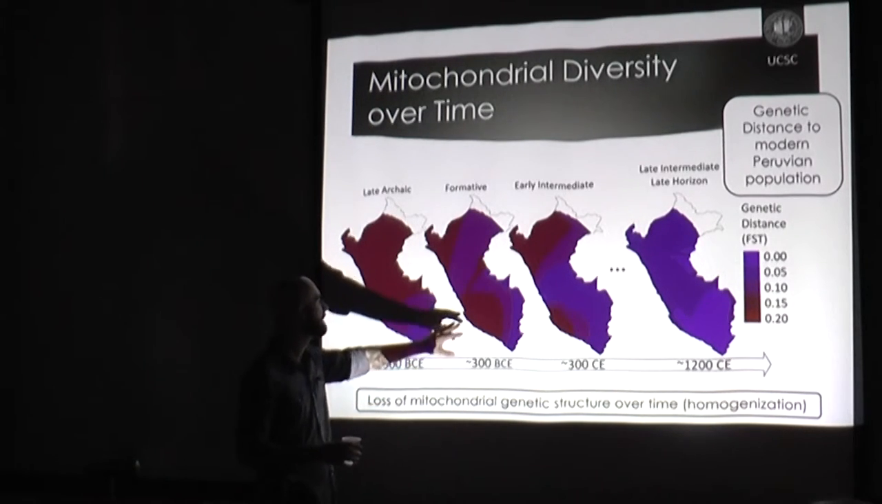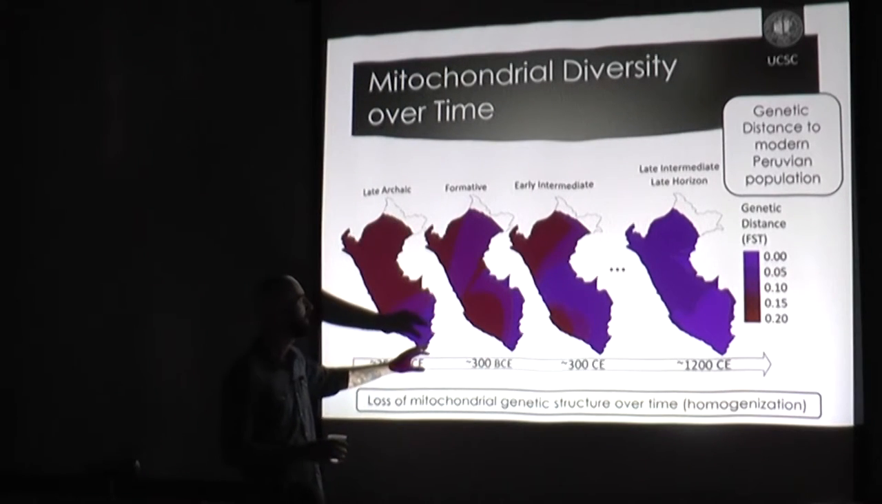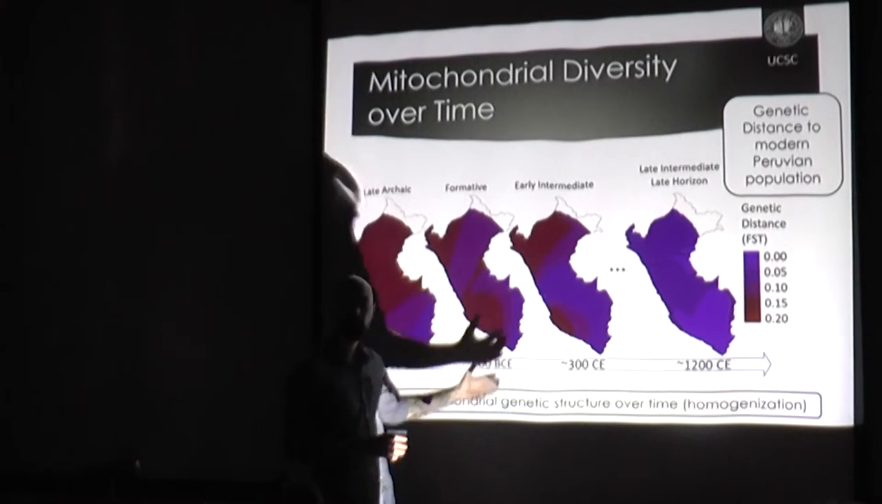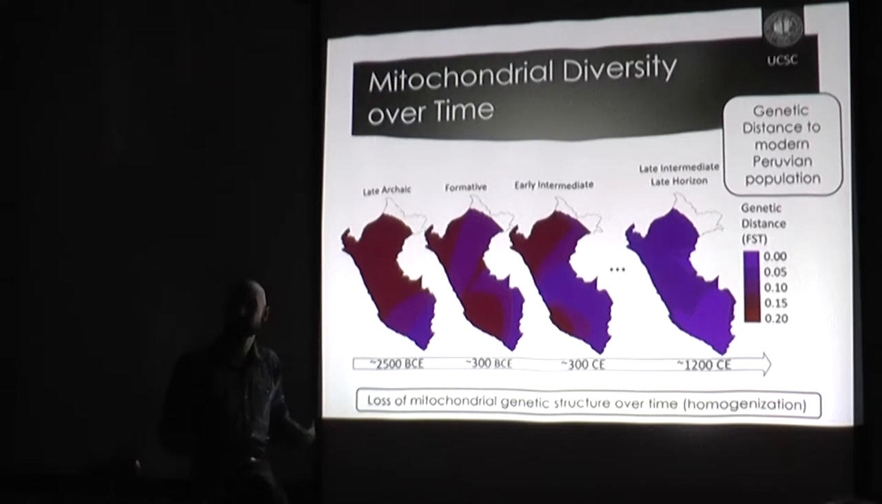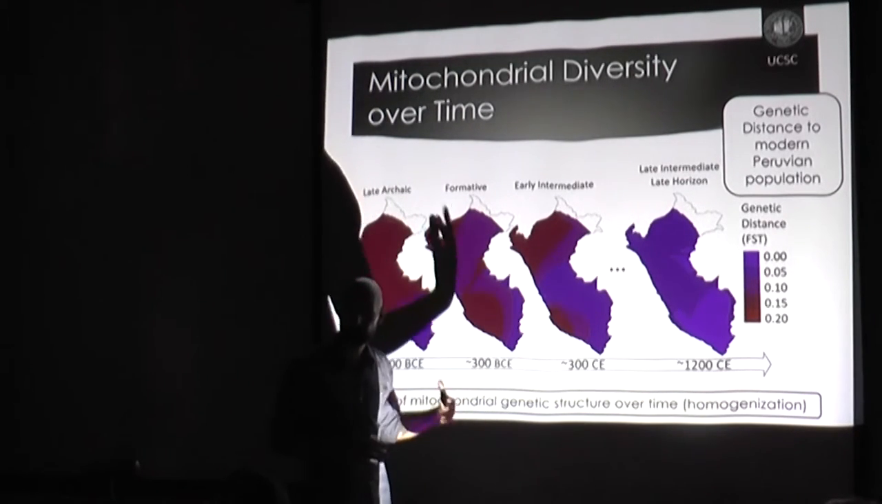And then we see that these things shift over time, and what we read out of this development is a process of genetic homogenization, or loss of genetic structure, that happens over time. That might, of course, correlate with human activities, migration, and social and political changes that correlate with the onset of the Wari Empire or the Incas or something like that.